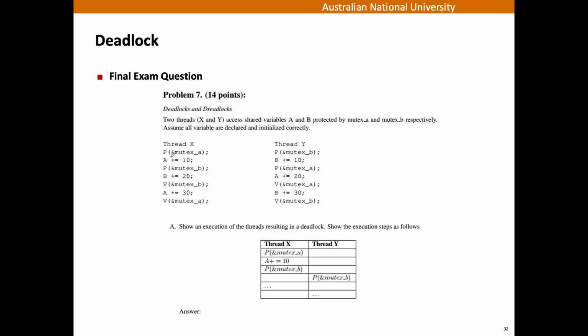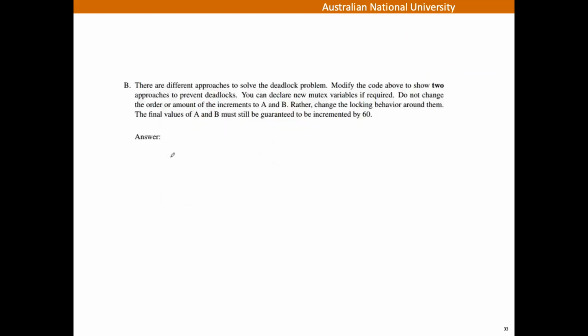So how should we solve this? There are different approaches to solve the deadlock problem. Modify the code above to show 2 approaches to prevent deadlocks. You can declare new mutex variables if required. Do not change the order or amount of the increments to A and B. Rather, change the locking behavior around them. The final values of A and B must still be guaranteed to be incremented by 60.